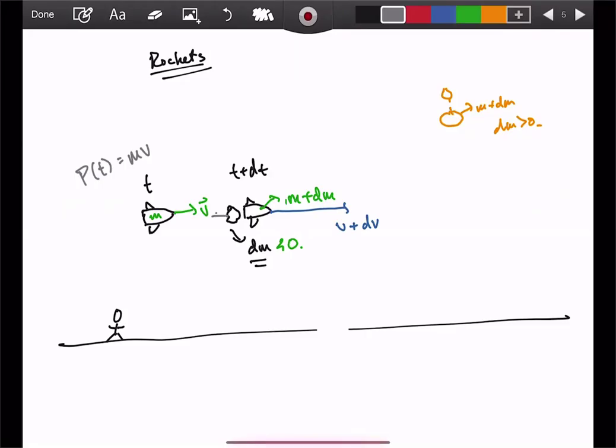Now, simultaneously, the gas here, or the exhaust, will be coming off with some velocity. Let's call that V exhaust. So that means that according to the guy on the ground, we have two different objects. So the momentum of the rocket will be its mass, which is m plus dm, times its velocity, which will be v plus dv.